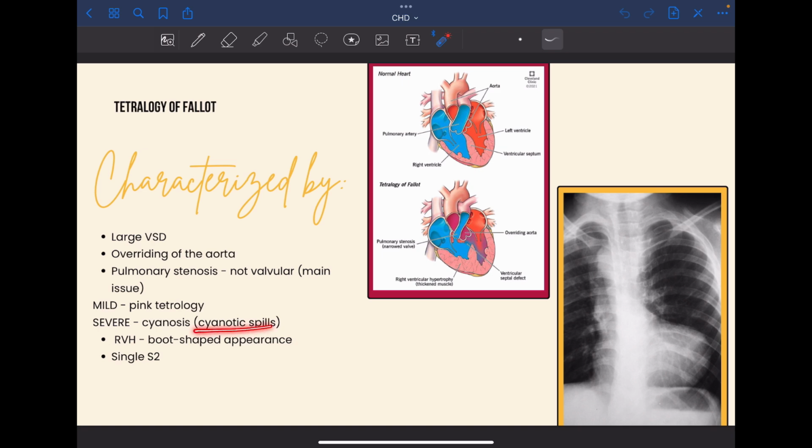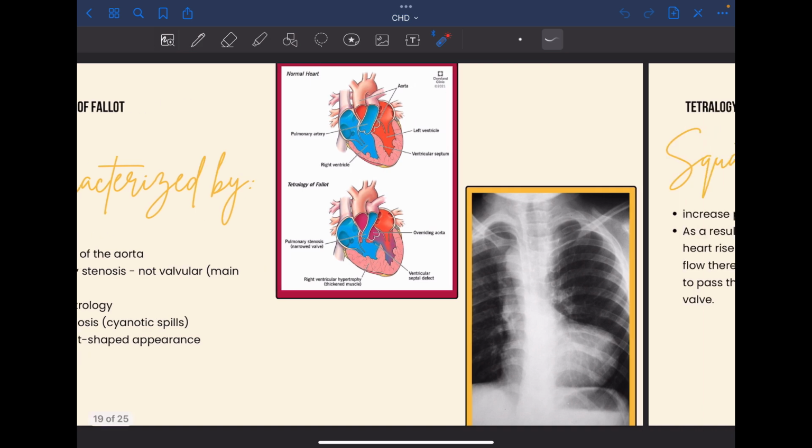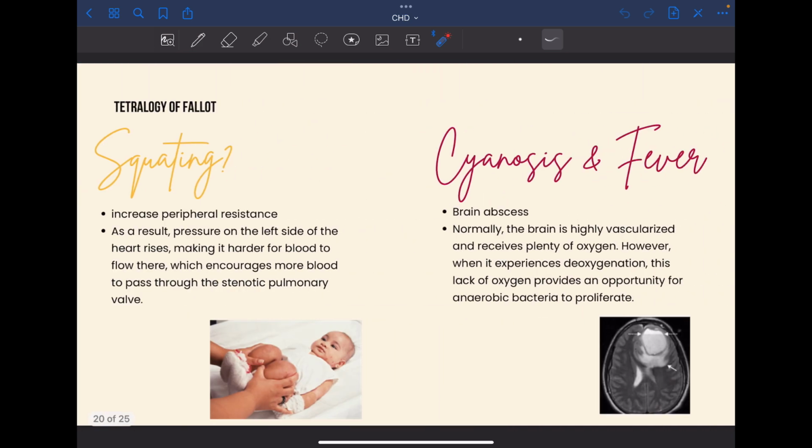Now, the cyanotic spells usually happen in kids when they're initially born. You'll start to see their extremities, their fingers, their lips, their skin bluish in color. This is again because of the cyanosis. And usually kids, as a compensatory mechanism to relieve it, do squats, basically flexing the knees and bringing them up to their chest. Why is that done? It's basically a way to increase the peripheral resistance. Why is that?